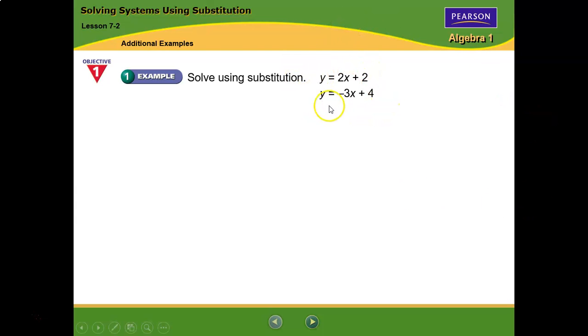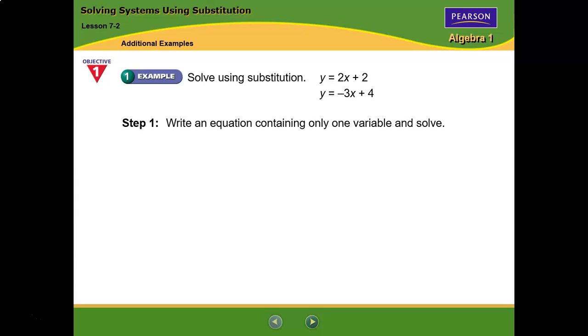So just like in the definition on the previous slide, we have y equals 2x plus 2, and we have y equals negative 3x plus 4. This is your system. So we're not graphing in this lesson. That was the last lesson. This time we're substituting. So since both of these equations are y equals, we can take the expression parts and set them equal to one another.